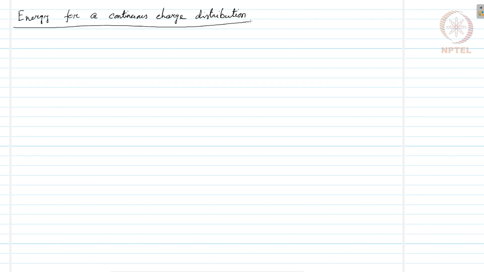Hello. We were discussing the energy associated with electrostatic systems. We have already found out the energy for assembly of a number of point charges, and now we will work out the energy for a continuous charge distribution. And how should this be different?